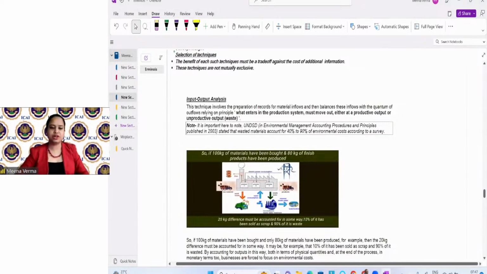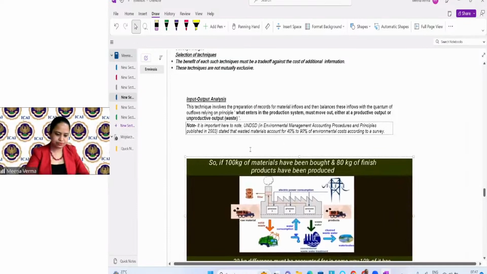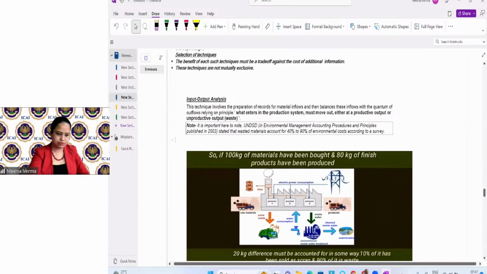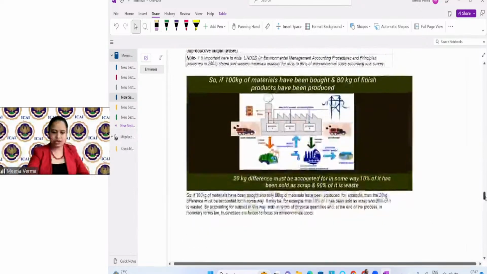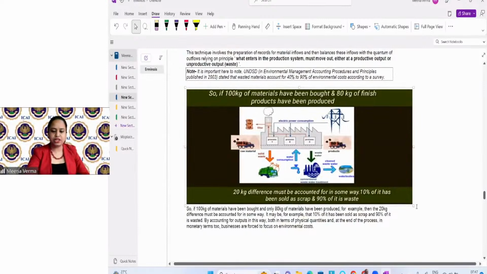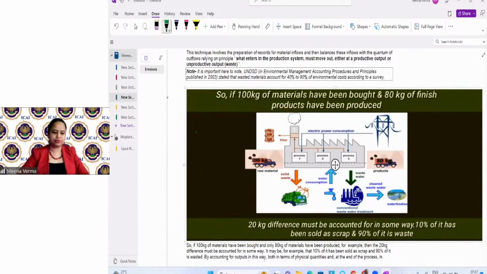So the first one is what? Input and output analysis. What is input and output analysis? If you see, every organization has to make an account of what inputs or resources they are using and what output they are releasing. So the point is that input should always be equal to output.